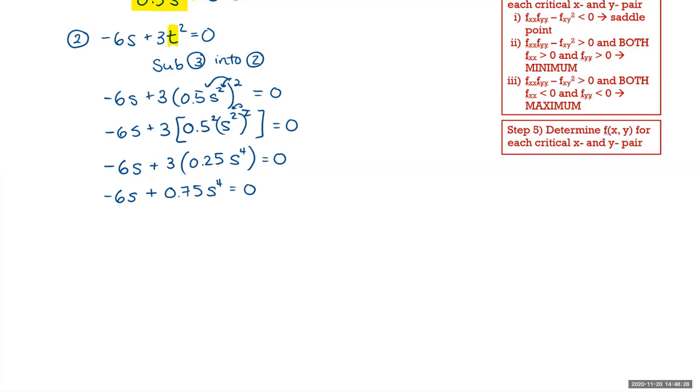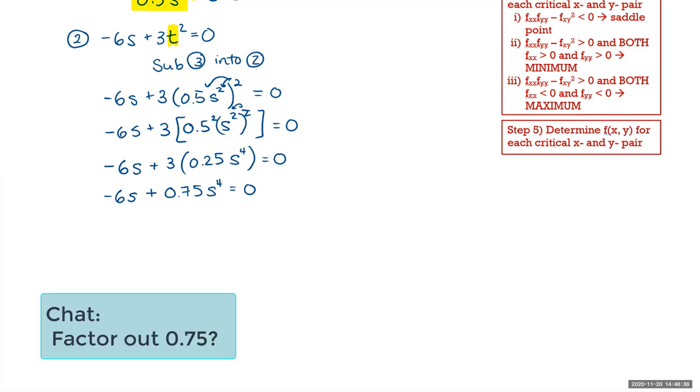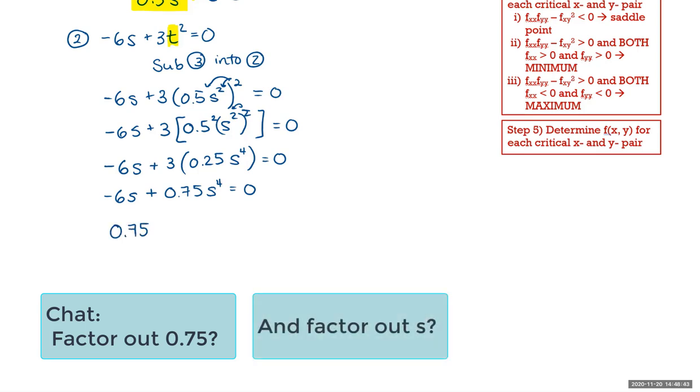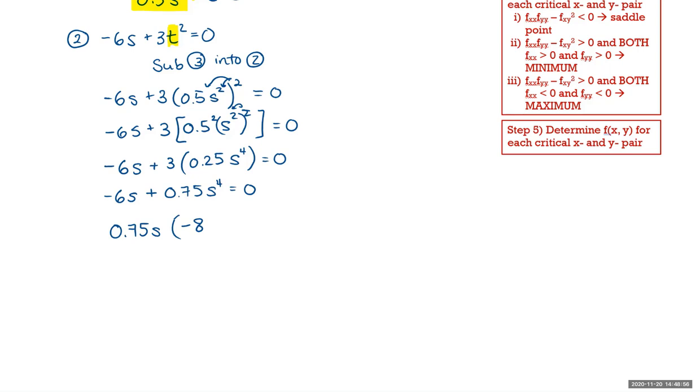Okay, now comes the time to solve for s. So how do I solve this equation? I can factor out 0.75, sure. If I factor out 0.75s, I get negative 8, as 6 divided by 0.75 is 8. And then s divided by s is going to be 1, so the s cancels out. The next term, I'm going to divide by 0.75s. I'm going to get 1 s to the power of 3.